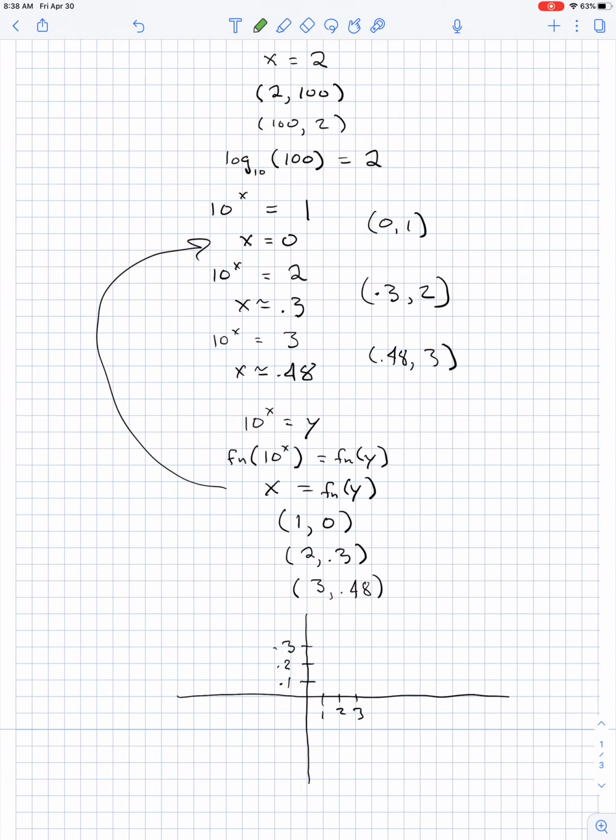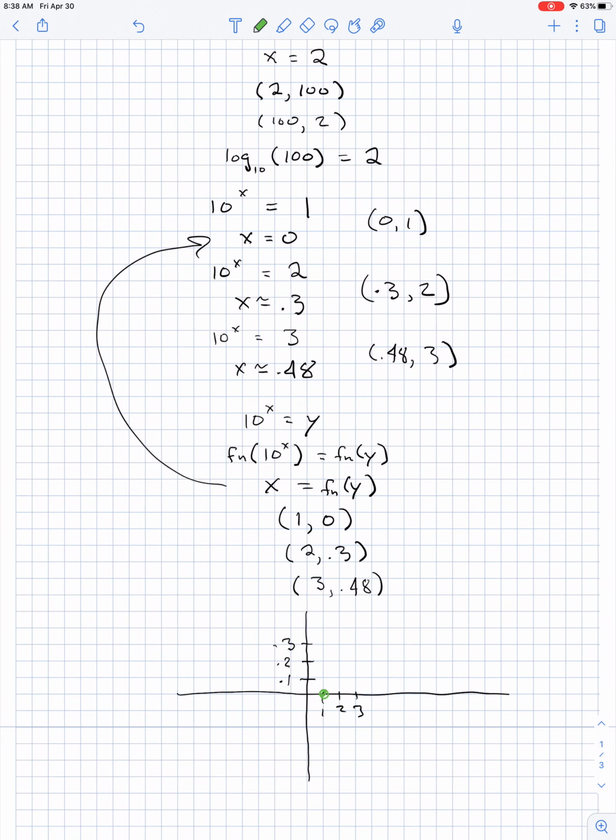So we know that when a 1 goes in, a 0 comes out. That's a point right here. We know that when a 2 goes in, a 0.3 comes out. That's a point right here. We know when a 3 goes in, a 0.48 comes out. That's probably like up here somewhere. And we could continue this process using a guess and check.